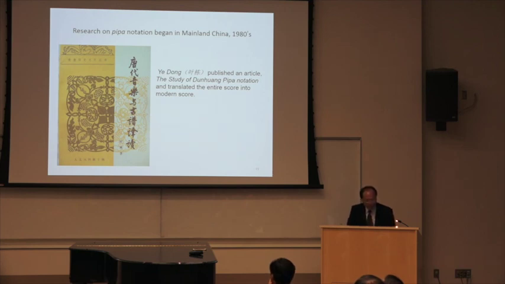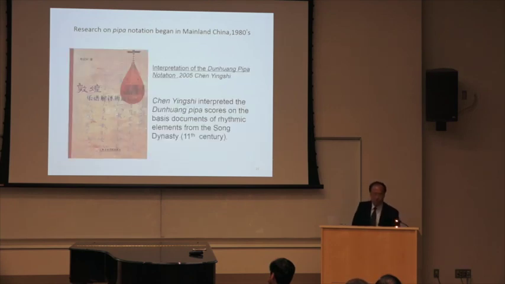Ye Dong's interpretation shocked many Chinese scholars, and as a result, many scholars entered the debate surrounding the problem of the rhythmic notation. Among these scholars, Shanghai Conservatory of Music professor Chen more scientifically interpreted the Dunhuang pipa scores on the basis of documents of the rhythmic elements from the end of the Tang Dynasty and beginning of the Song Dynasty.